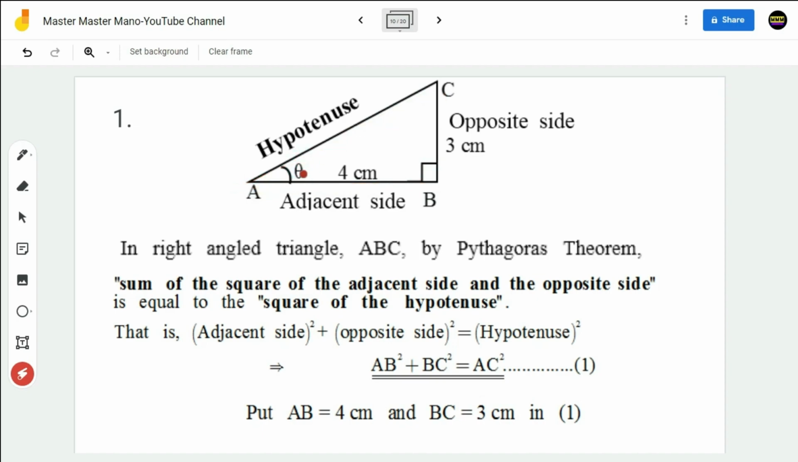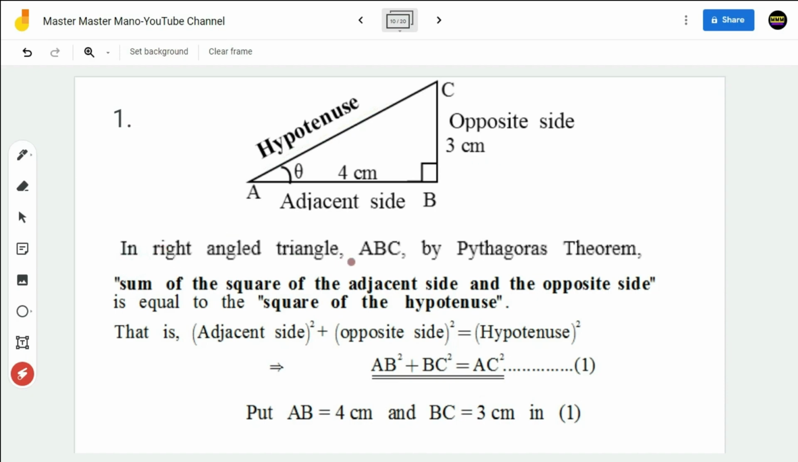The side opposite to theta is BC and its length is given as 3 cm. The side opposite to 90 degrees is the hypotenuse, that is AC is the hypotenuse, its length is not given. And the third side, after naming the opposite side and the hypotenuse, is the adjacent side and its length is given as 4 cm. That is, the adjacent side AB equals 4 cm. We are going to find the length of the hypotenuse AC by using the Pythagoras theorem.